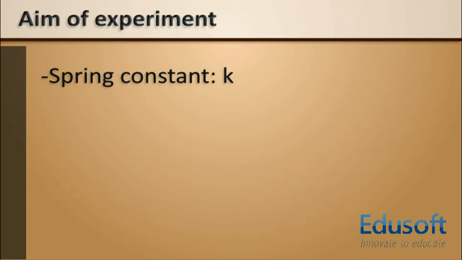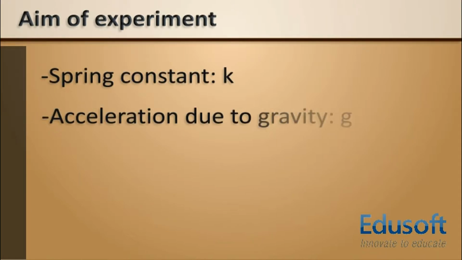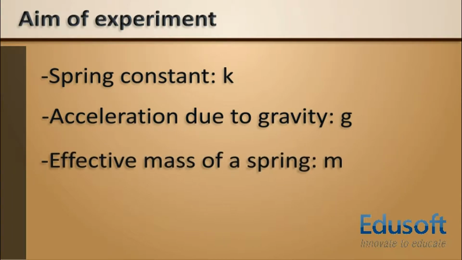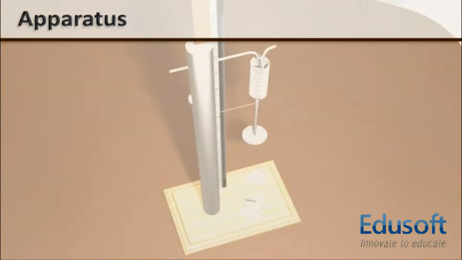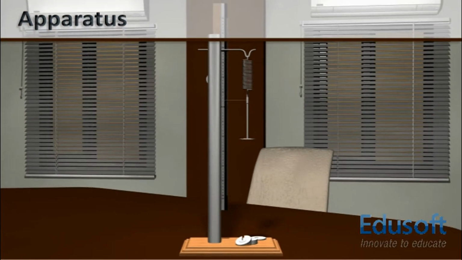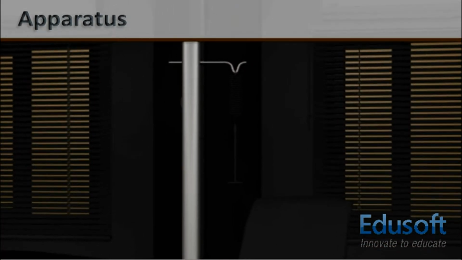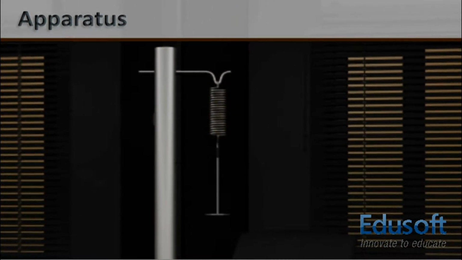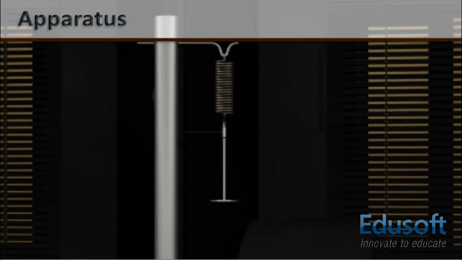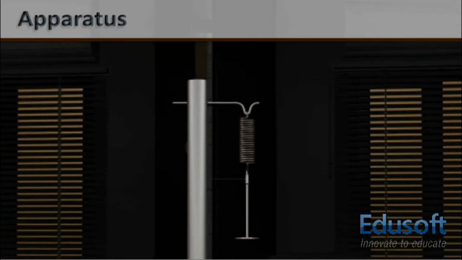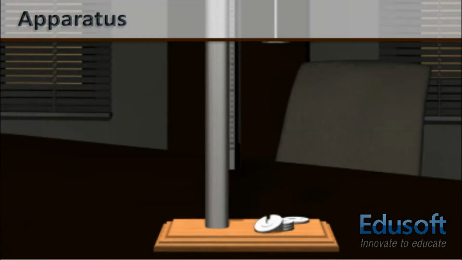The aim of the experiment is to determine the spring constant, the acceleration due to gravity, and the effective mass of the helical spring. The apparatus used will be a rigid stand with a clamp, a helical spring, a scale pan, a light pointer, a meter rule, masses, and a stopwatch.